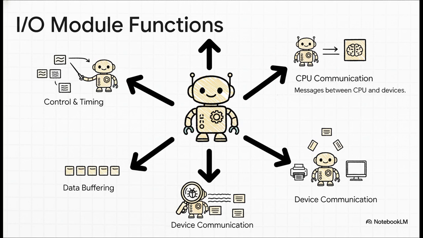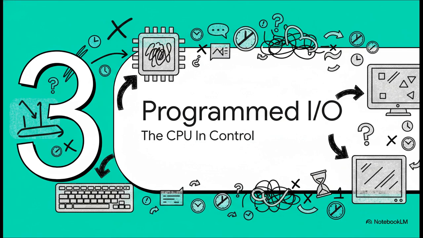Well, its job description is pretty packed. It handles all the control and timing, making sure data traffic doesn't crash. It relays all the messages between the CPU and the outside world. It also provides data buffering. Think of it as a little waiting room where data can get organized before it bothers the CEO. And get this, it even does error detection, catching typos in the data before they cause a real problem. It's a busy job.